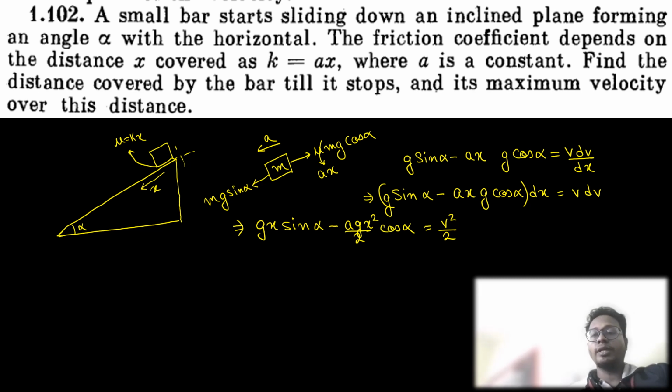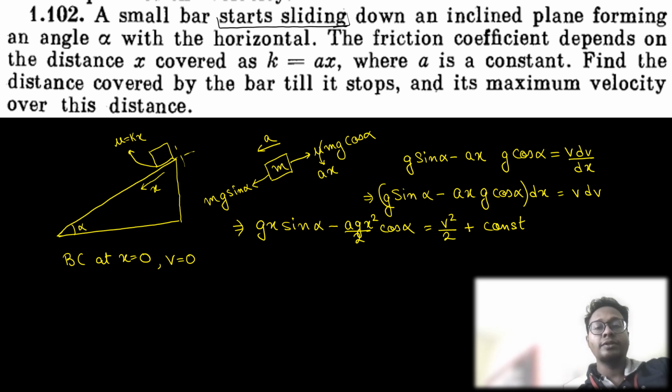Sorry, I forgot to put the boundary condition, plus some constant. Whenever I integrate, a constant is introduced. So the boundary condition: at x equal to 0, v is equal to 0. That means the initial velocity is equal to 0. How do I know? A small bar starts sliding. Start sliding means initial velocity is equal to 0. So if I put x equal to 0 and v equal to 0, the value of the constant becomes nothing but 0. So the equation will remain as it is.